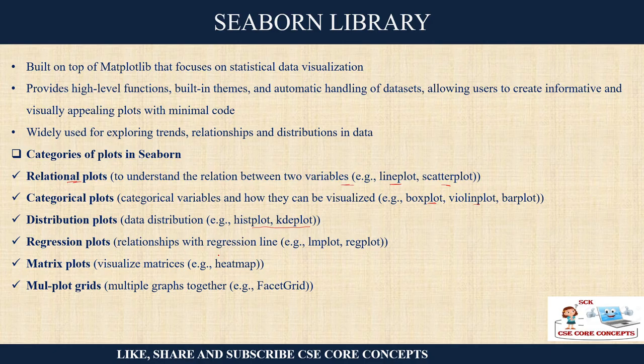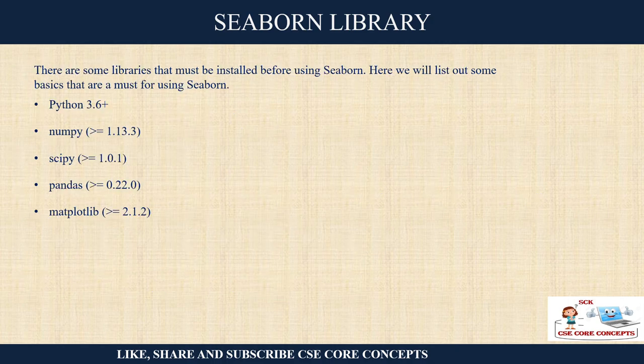Then we have regression plots, which show linear regression and the relationships. You have the matrix plots, which show the data in the form of a matrix, and you have multi-plot grids, which I will show you how they work. Facet grid lets you have small different plots within the same plot, showing multiple data. So let's get started with the Seaborn library.